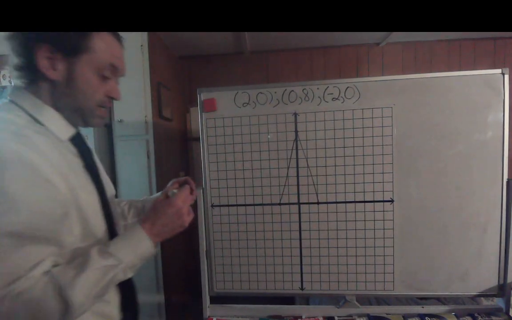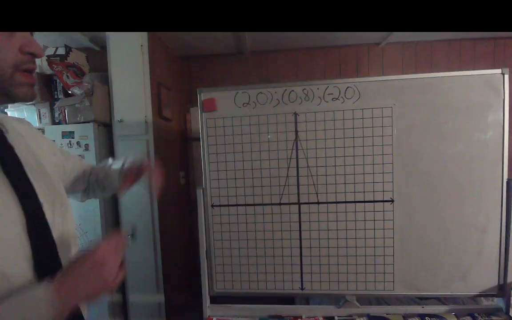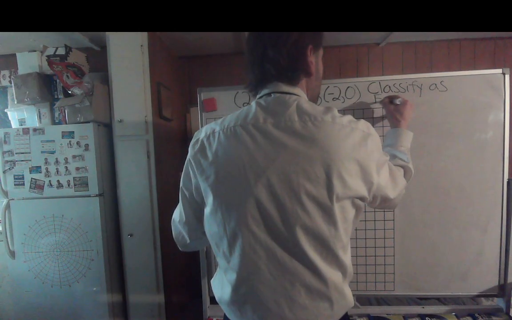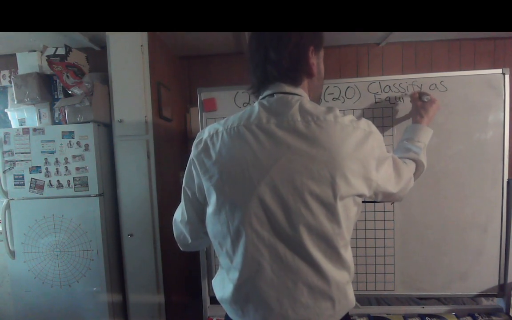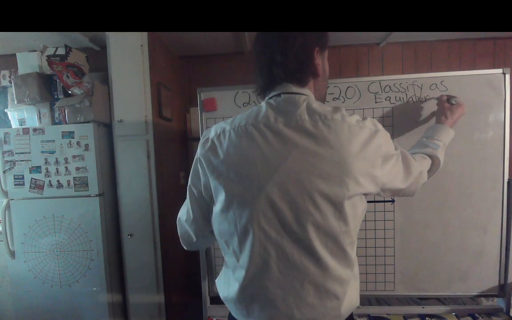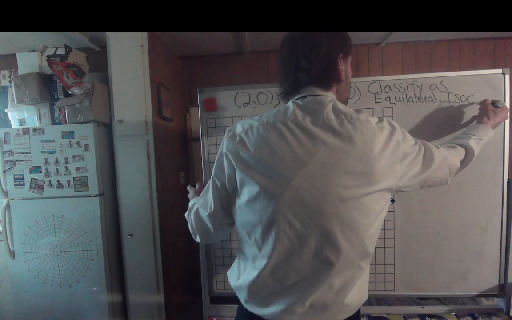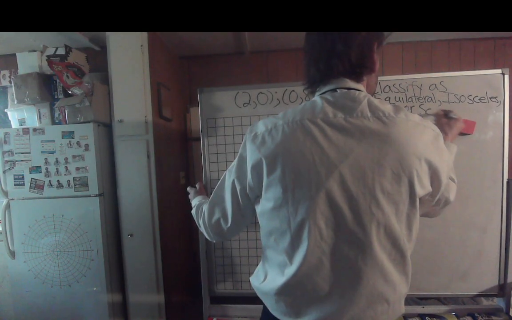All right. So we're going to classify these triangles as equilateral, isosceles, or scalene.